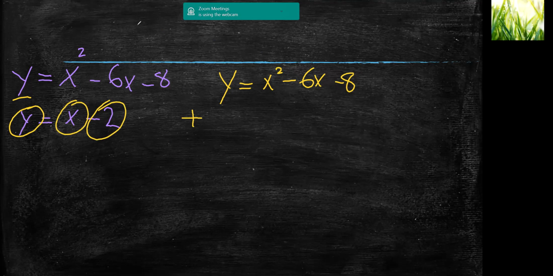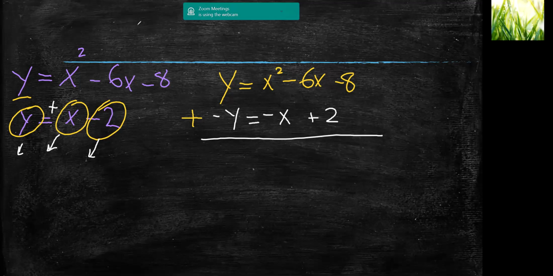So what is the sign of y here? Positive, so it will be negative y. Now equals. What about the sign of x here? It is positive, so it's going to be negative. And 2 here is negative 2, so it will be positive 2. Now let's add them.